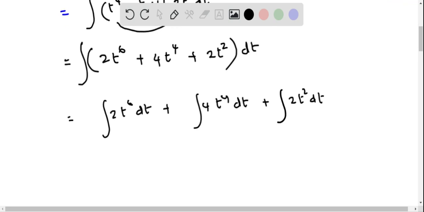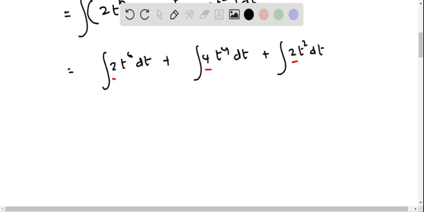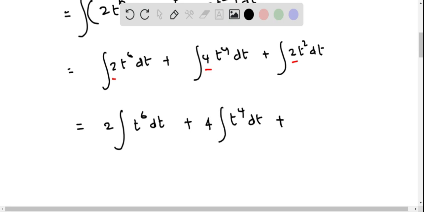Now we can use the constant multiple rule to factor out the constants first. That is, we have 2 here, we have 4 here, and we have 2 here. So all the constants can be factored out of the integral. That means I can write this as 2 times the integral of t to the power 6 dt plus 4 times the integral of t to the power 4 dt plus 2 times the integral of t squared dt.